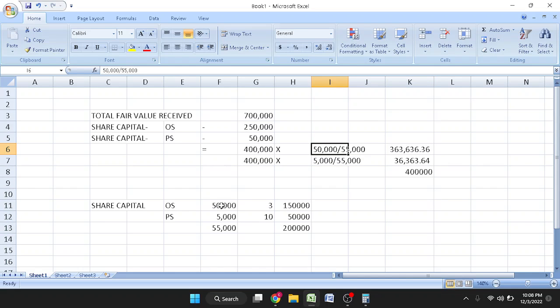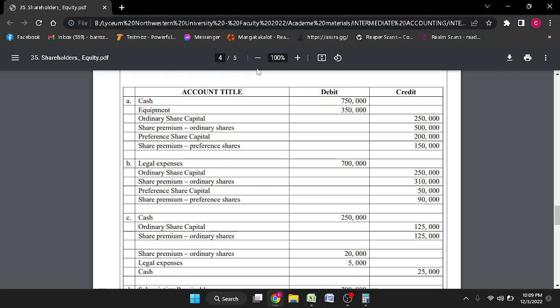And using here, still, if you use 200 times 50 over 55 or 250 over 300, 200 times 250 over 300, 166 should be 310 and 90.